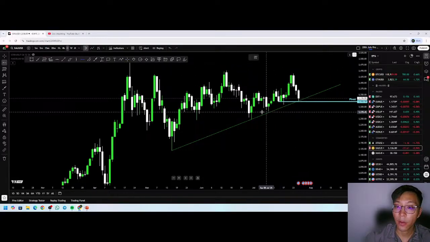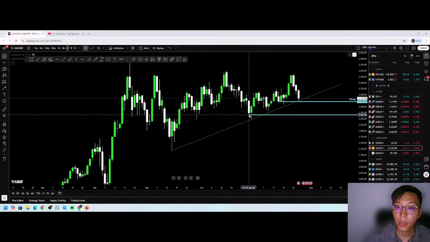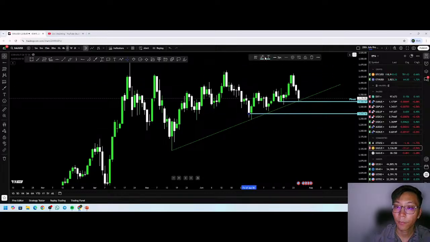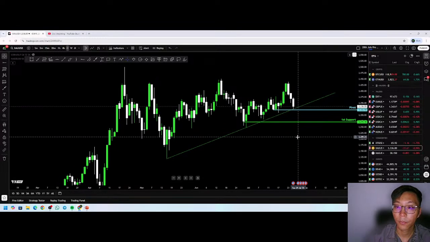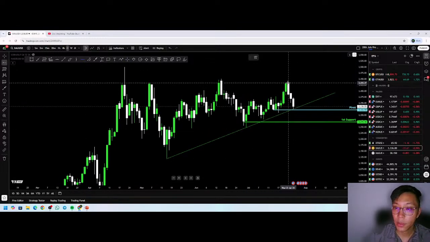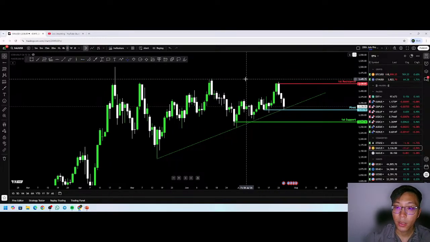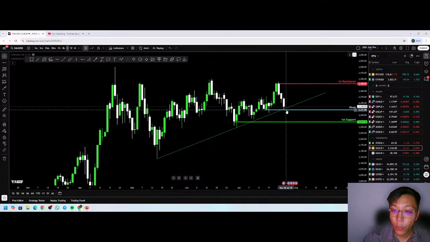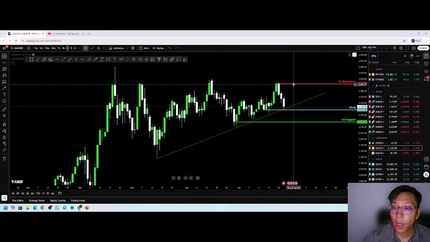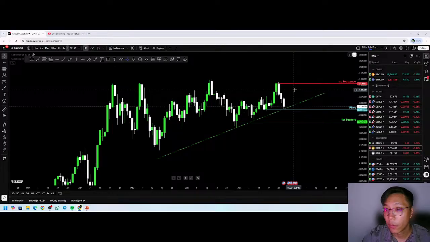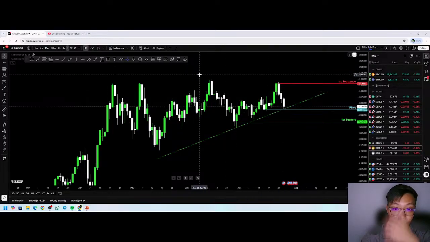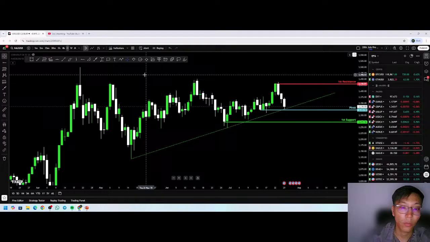All right, and as for our support, we will place it right about here. And then for our resistance, we are looking at this high over here. So this might be a little bit far-fetched, but price could potentially come up to this high over here, or even create a new high towards the next few weeks. All right, this is the overall outlook for gold.